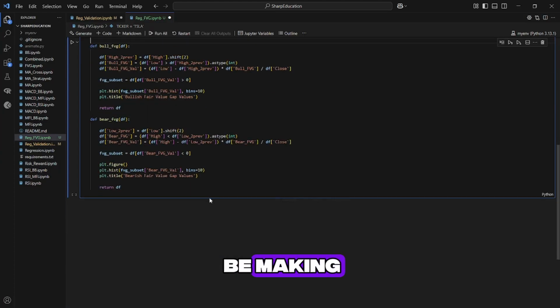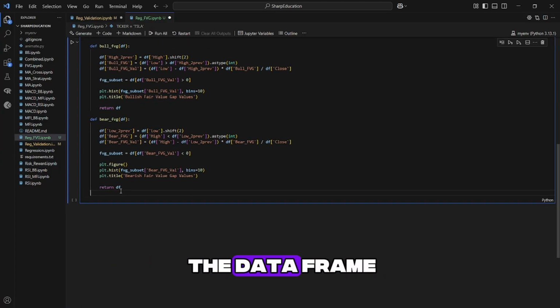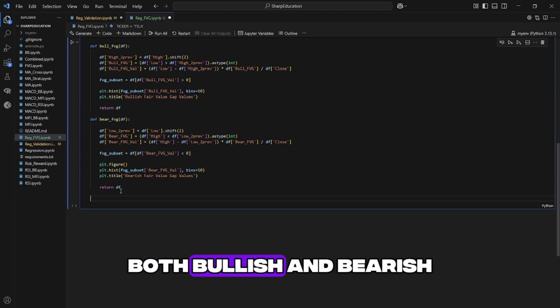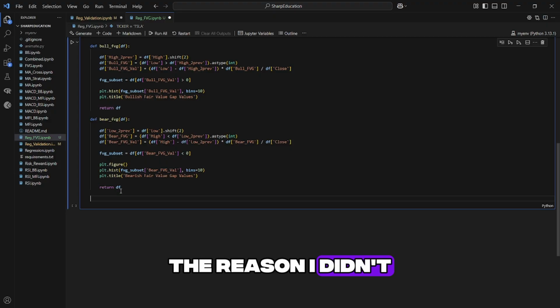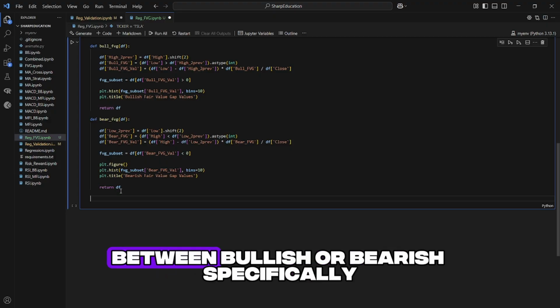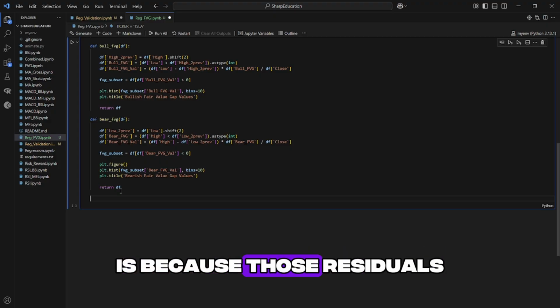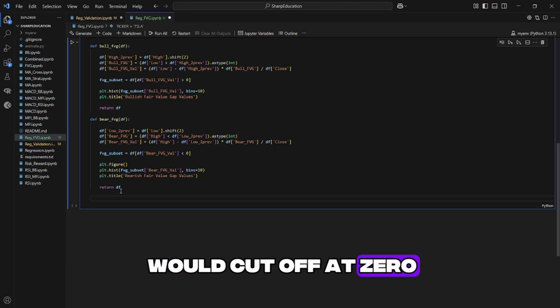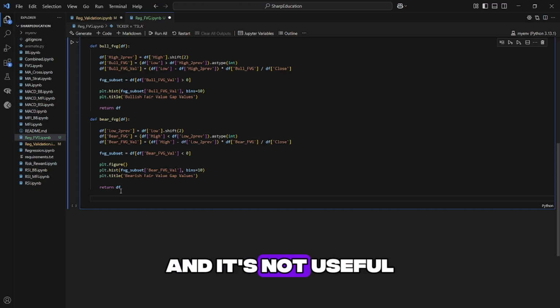we're actually just going to be making another function to filter the data frame for rows where the fair value gaps exist, both bullish and bearish. The reason I didn't want to just look at the relationship between bullish or bearish specifically is because those residuals would cut off at 0, or the scatter plots would cut off at 0, and that doesn't look super clean, and it's not useful for explaining their relationship.